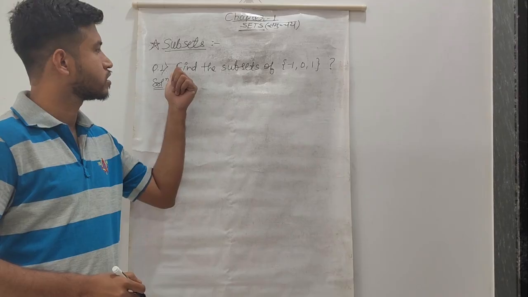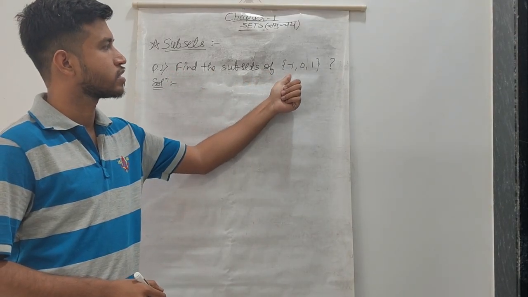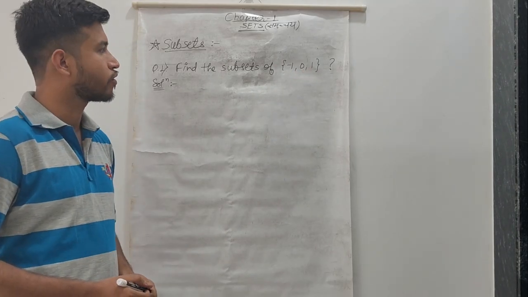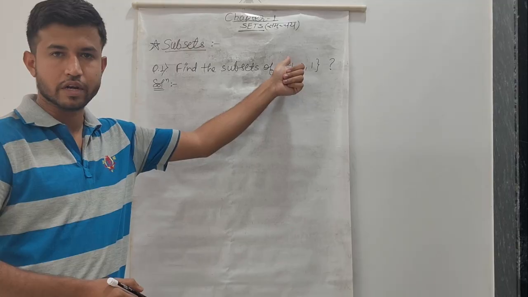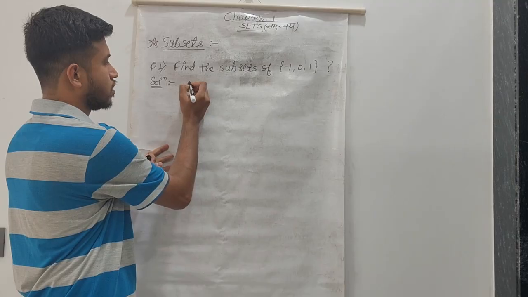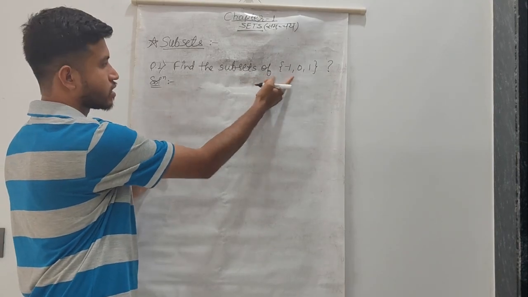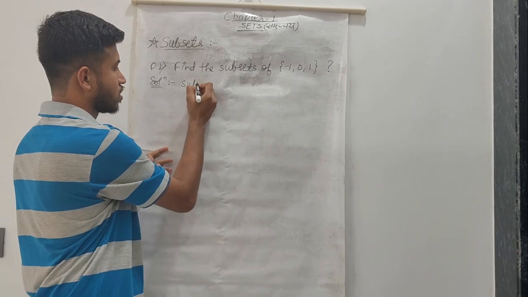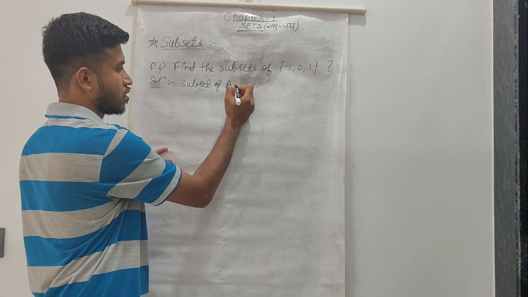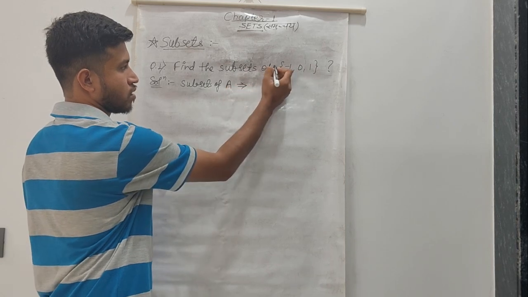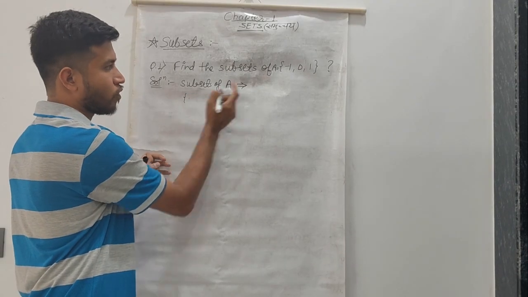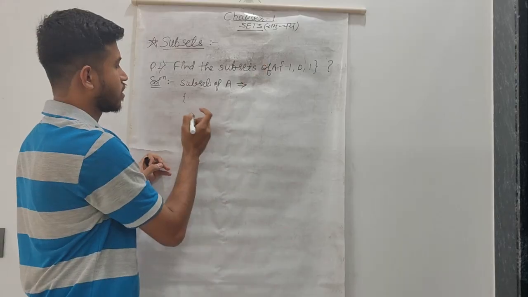Now, here is the question. Find the subsets of the set which has elements -1, 0 and 1. You have to find subsets of this set. How? We will simply write subsets of this set. Here you can write set A. What are the elements? -1, 0 and 1.